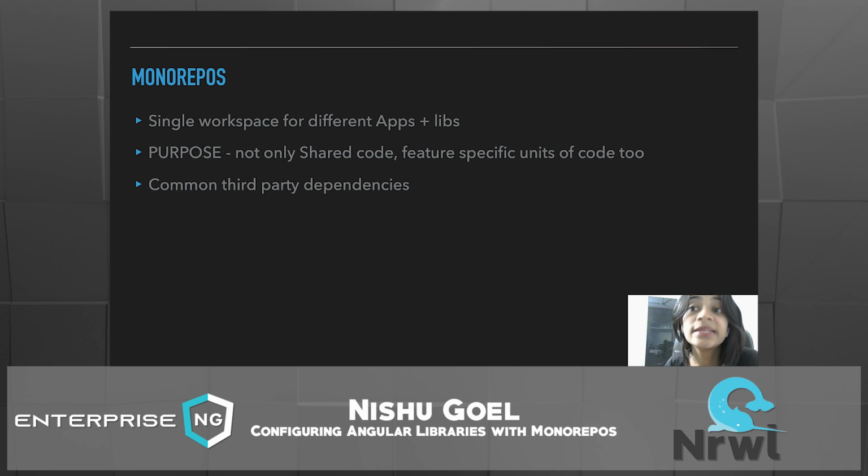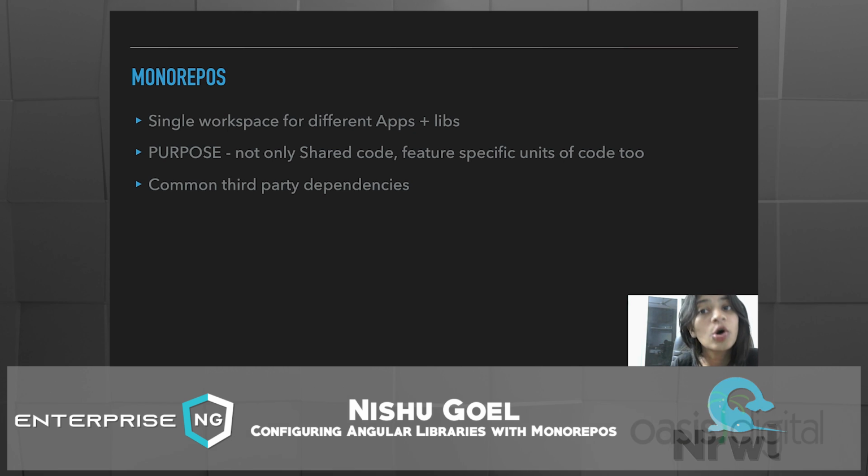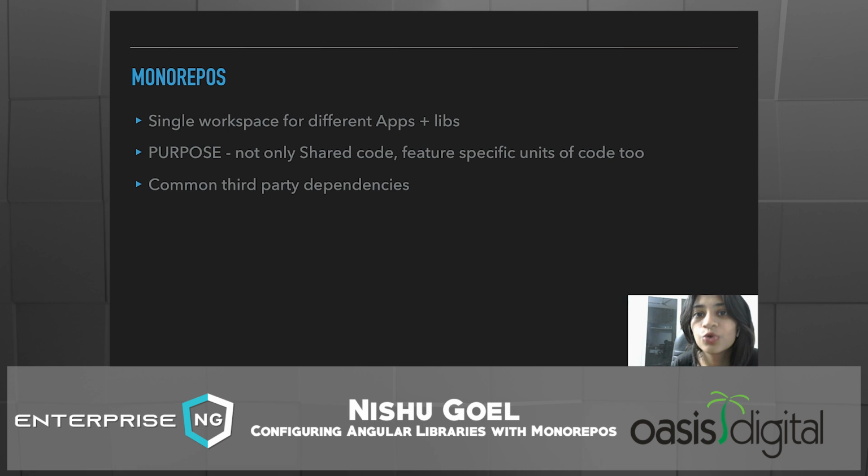And the idea of a monorepo basically says that there are different applications and libraries inside your workspace, and all of that have common third-party dependencies, or let's just put it this way, all of those have a common node_modules folder. So whichever version of Angular core you have would be the same for all the different apps and libraries. So it needs to have the same version and same third-party dependencies.